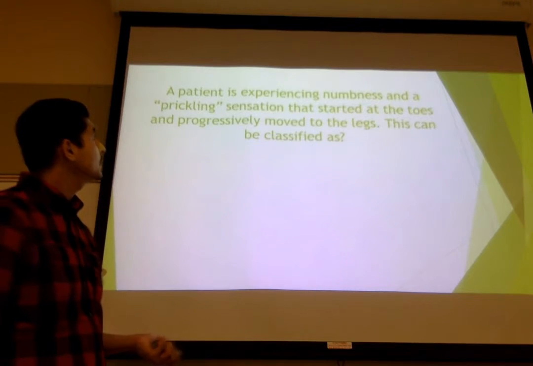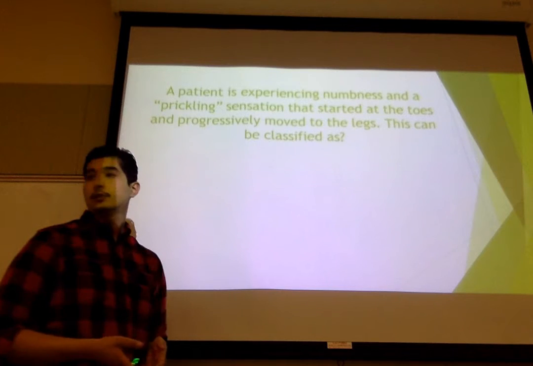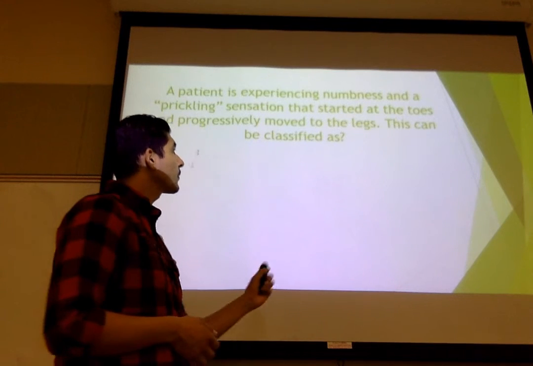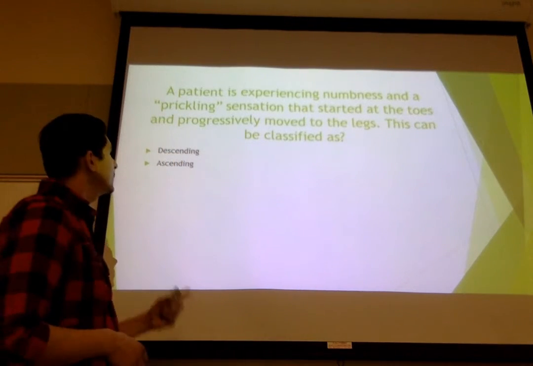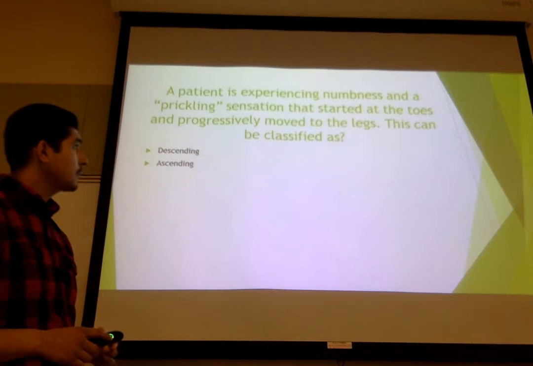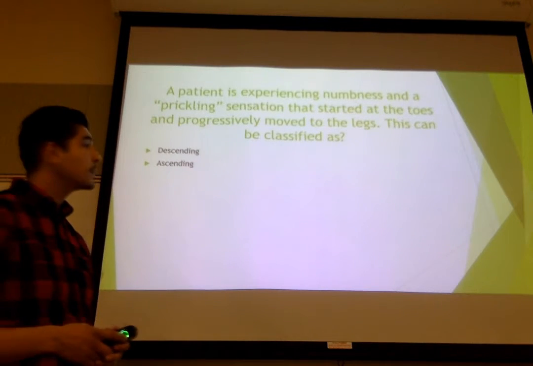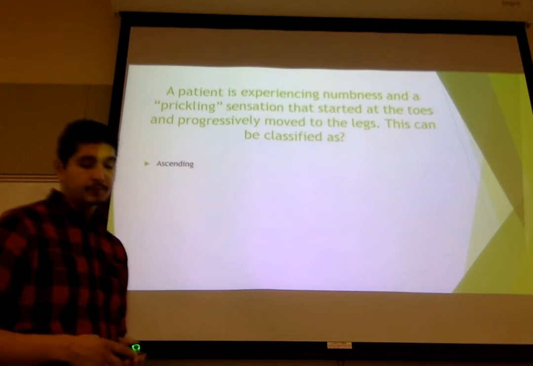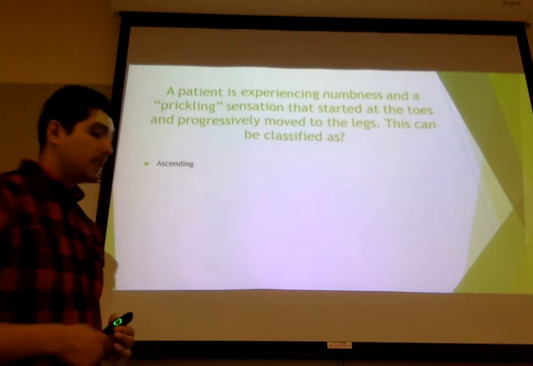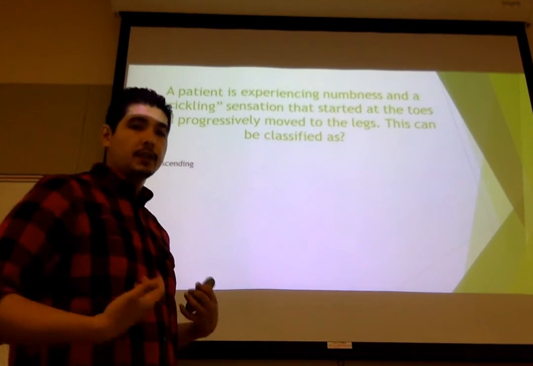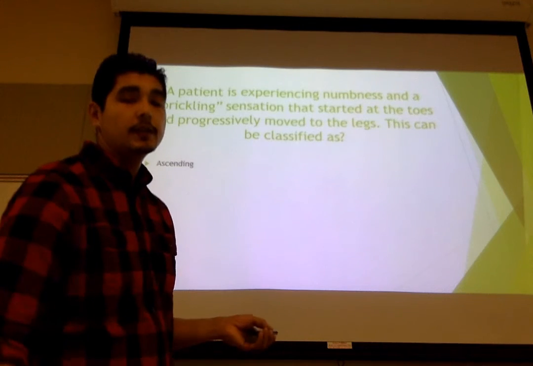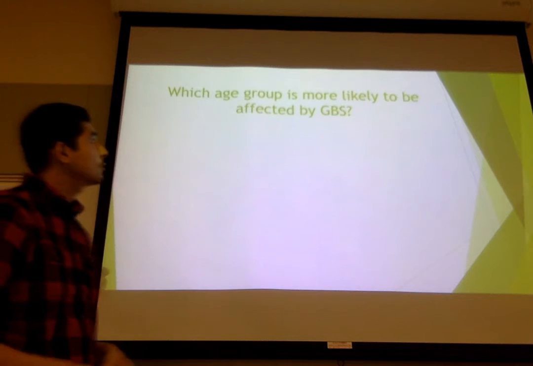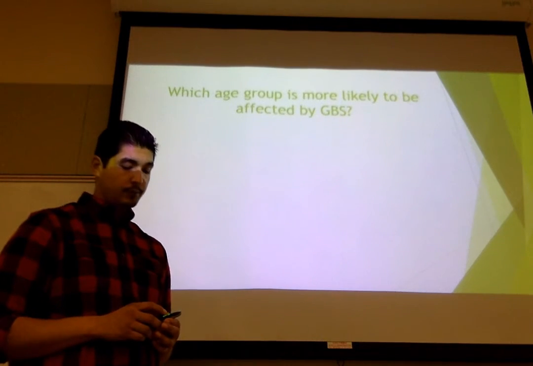A patient is experiencing numbness and prickling sensation that started at the toes and progressively moved towards their legs. What can this be classified as? Your options: descending or ascending. And hopefully by now you all know that Guillain-Barré syndrome is an ascending disease, meaning it starts from the lower extremities and starts working up. That's why it is known as an ascending paralysis.